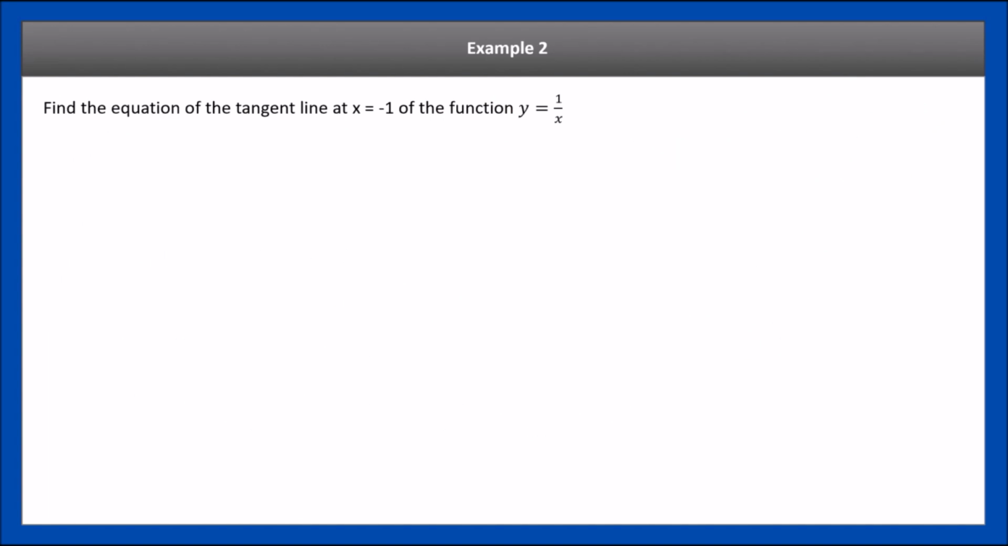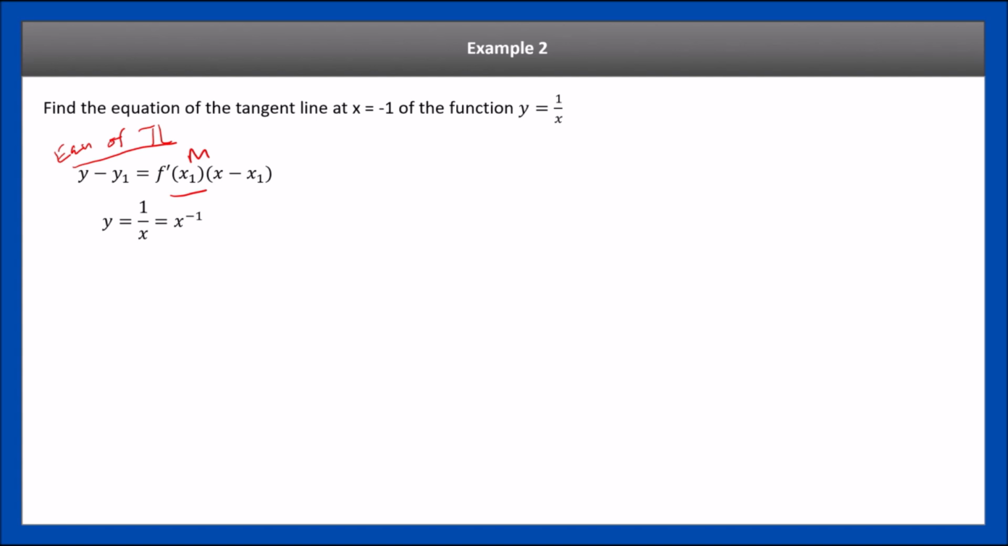So here, example 2: find the equation of the tangent line at x equals -1 of the function y equals 1 over x. All right, so remember this is the equation of the tangent line. This is the equation of any line, right? But if we're talking about the tangent line, this m is the derivative, right? The slope of the tangent line is the derivative.